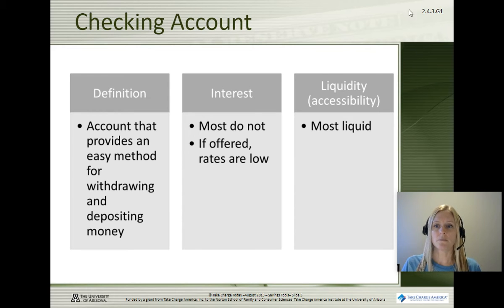And this is going to be your most liquid type of savings tool, meaning you can get that cash as fast as you want. You can go to the ATM, you can use your debit card, you can go in and withdraw, and there's no limits typically, there's no fees for doing so typically, and therefore it qualifies as the most liquid.